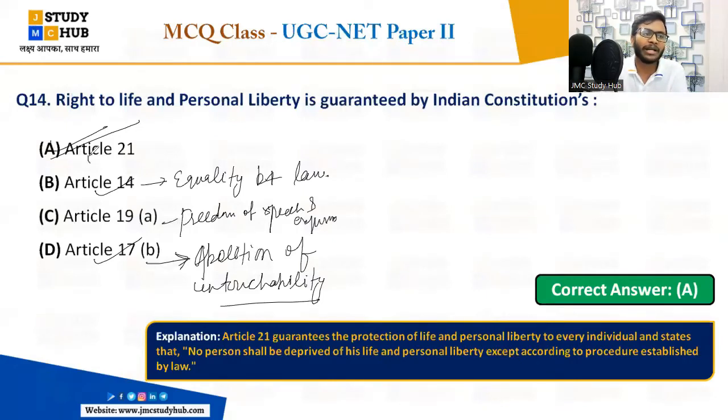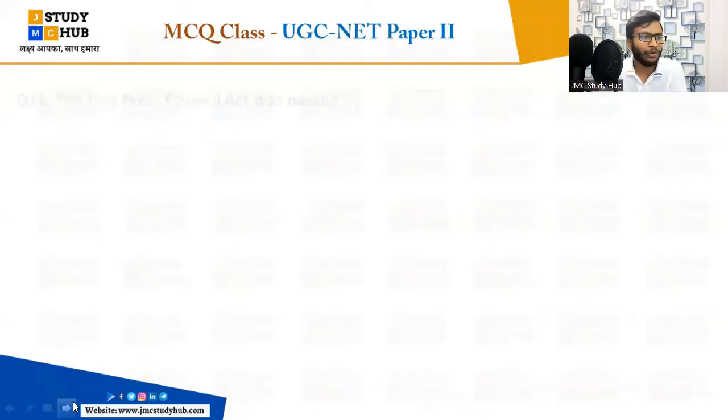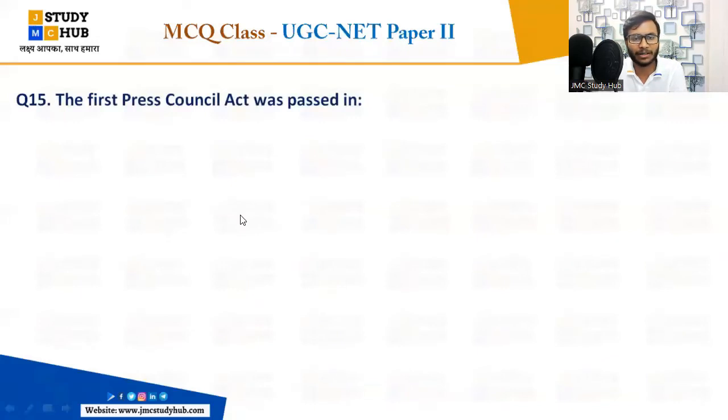So remember, this is Article 21, right to life and personal liberty, Article 14, equality, Article 19, speech and expression, and Article 17, that is about untouchability. Okay. So everybody, it is clear? Jaldi se batayenge, sabhi ko clear hai? Yes, very good.